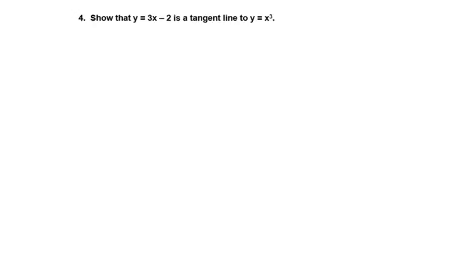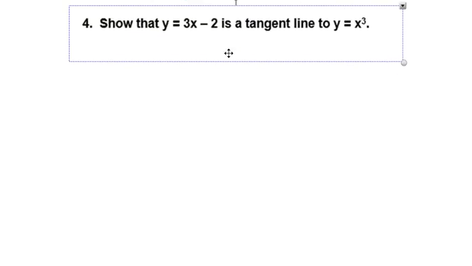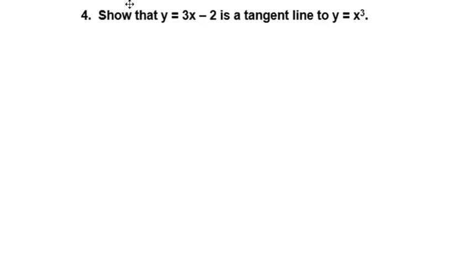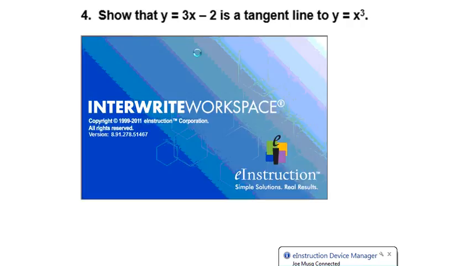I'm going to go to problem 4 now, which is: show that y equals 3x minus 2 is a tangent line to y equals x cubed, or x to the third power. Well, we're going to need to find the slope, first of all, of this y equals 3x minus 2. And we have an equation. Let's see here.